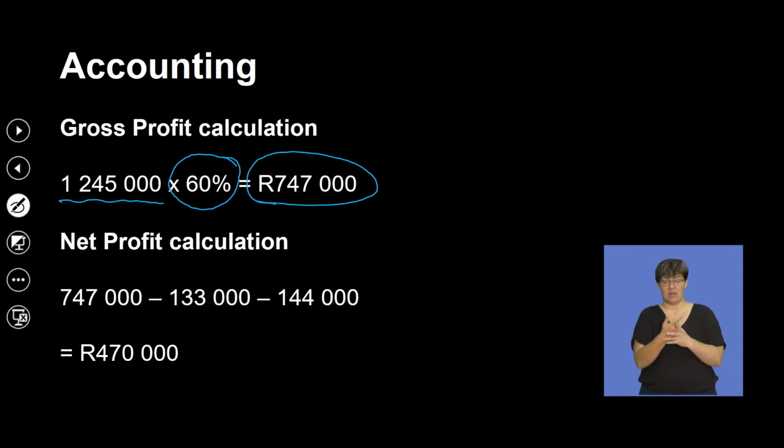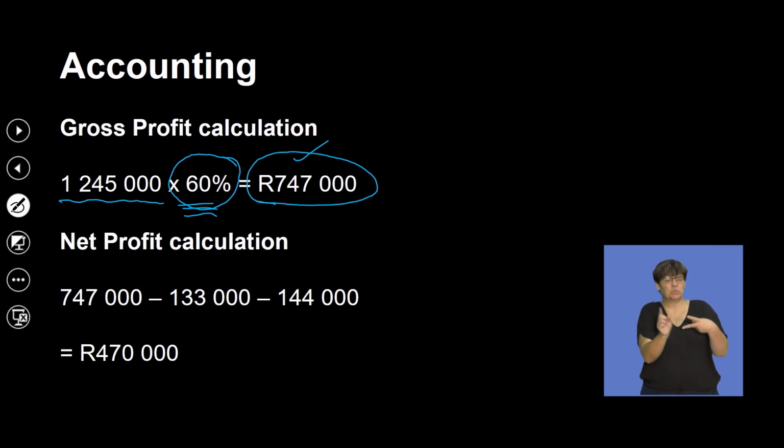Clear? Once you have your gross profit of 747,000, remember, your sales minus cost of sales gives you gross profit. But in this case, you had your cost of sales and you were told that you're using a markup of 60% on cost. Therefore, you multiply that by the 60% to give you your 747,000. Clear? That's your gross profit.